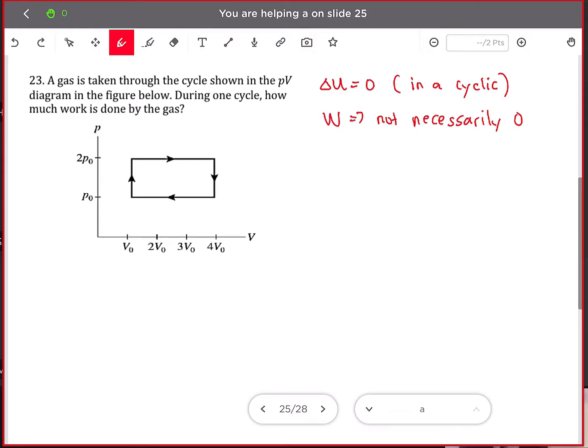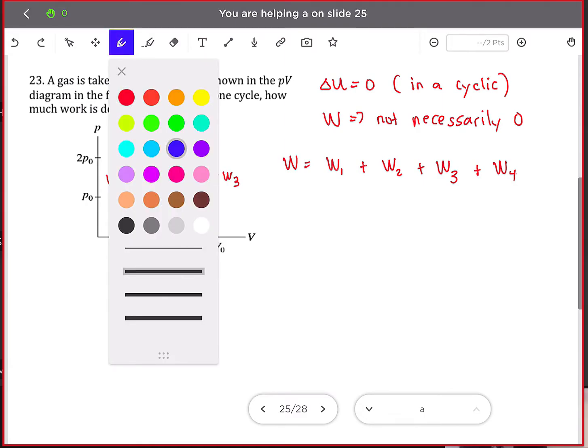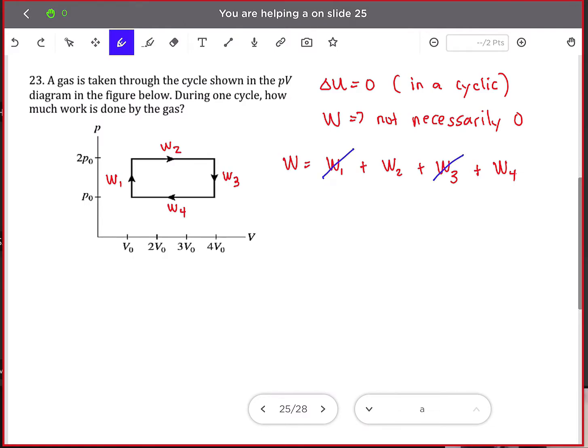So we could break this down into 4 parts. We could call this work 1, work 2, work 3, and work 4. So the work in this case would be equal to work 1 plus work 2 plus work 3 plus work 4. Now, obviously, work 1 and work 3 would be equal to 0 because this is an isovolumetric process. There is no area under work 1 and work 3, so we could cancel that out. Work 1 and work 3 is equal to 0. So we have work 2 plus work 4.